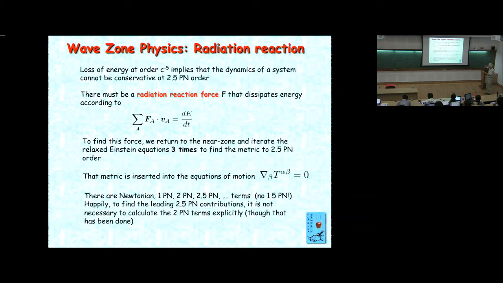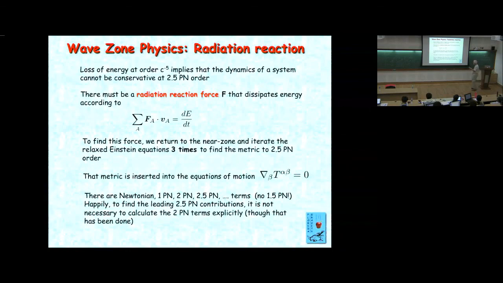We return to our near zone calculations. You have to iterate the relaxed Einstein equations 3 times. So you start with 0 on the right-hand side, calculate H1. Plug that into the right-hand side, calculate H2. Plug that back into the right-hand side and calculate H3. You have to do it 3 times to get all the relevant terms that you need for this order. And that gives you the metric to 2.5 post-Newtonian order. Plug that into the equations of motion for the fluid. And then you get your equations of motion.